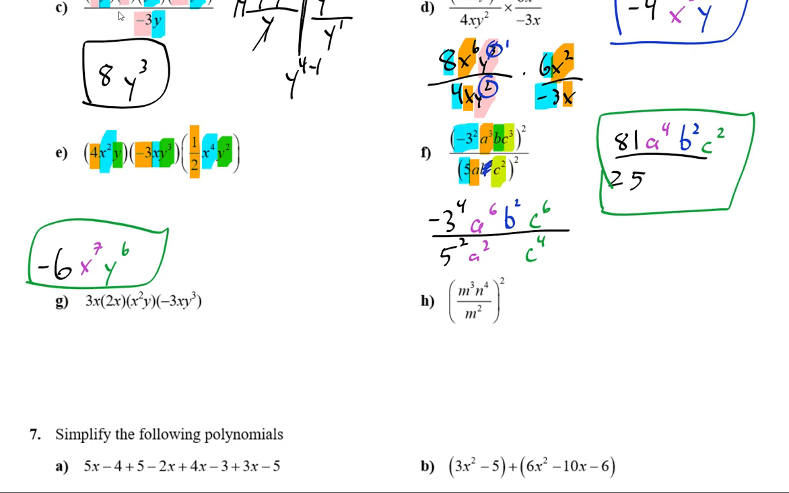For g, we're going to keep doing the same thing. We've got numbers 3, 2, and negative 3. There's no brackets with exponents on the outside of them, so we don't need to worry about distributing that stuff out. So 3 times 2 times 3 is just going to be 18. There's one negative sign, so it's negative 18.